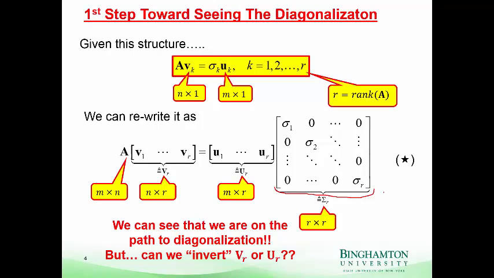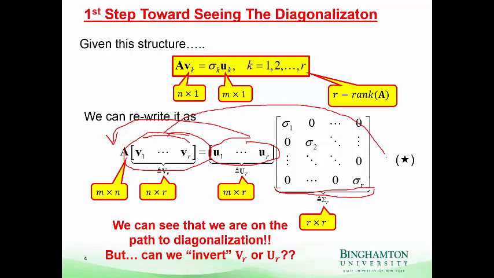So to do either of those things, we need this one to be invertible to be able to swing that over to here. We need to end up having something times A times something gives us a diagonal matrix. And we need this one to be invertible to swing over to here so that we can get A is equal to something times a diagonal matrix times something. That's kind of the decomposition version of it. But can we invert these things?